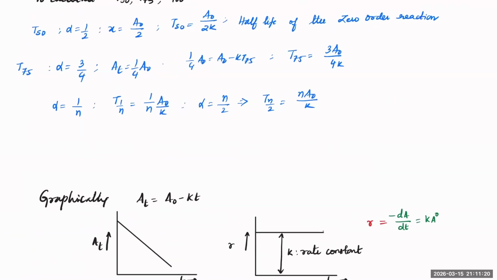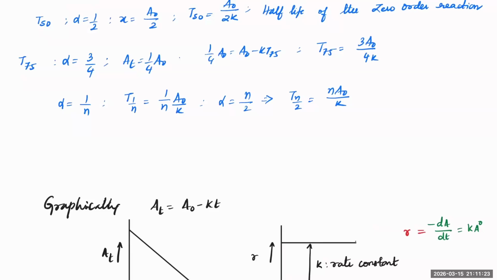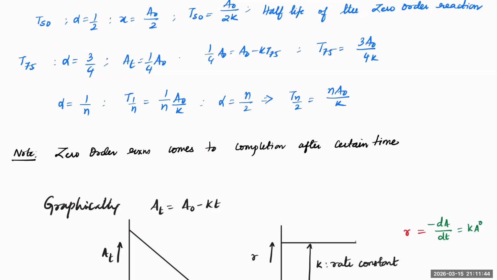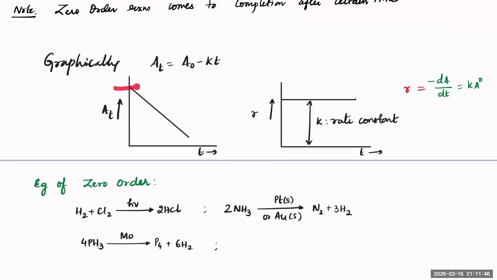Now there is one thing we learned: note that zero order reactions come to completion after a certain time. Because you can see the initial concentration A naught will definitely touch zero in a reasonable amount of time and become zero. After that, the kinetics will stop. Correct?